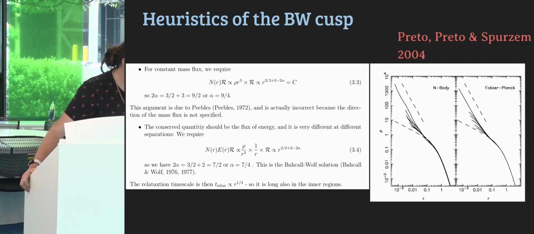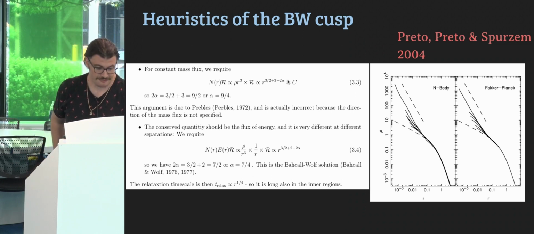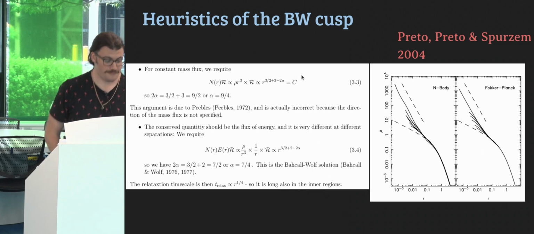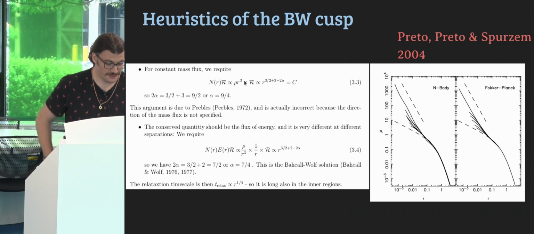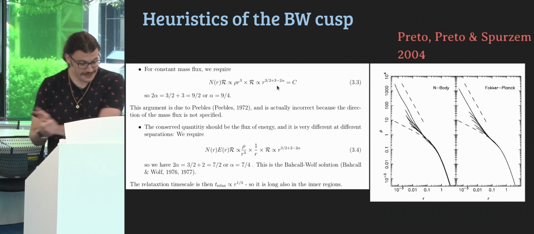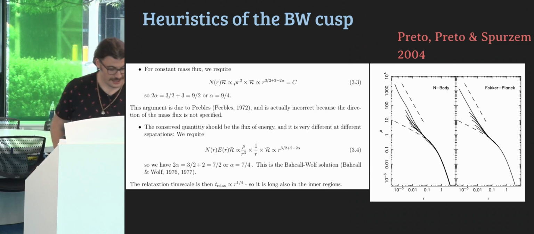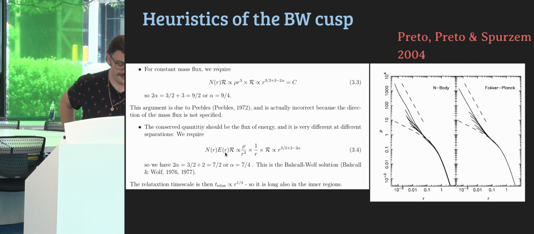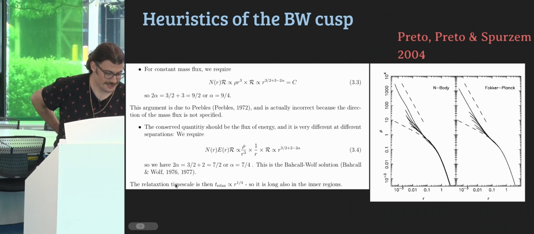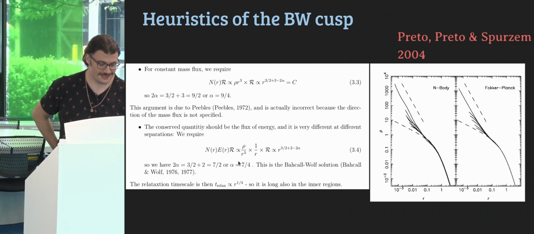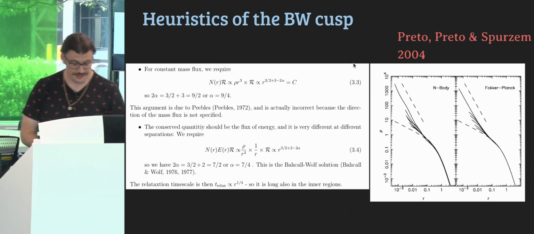Eventually you want to have some steady state, and I think people initially tried to say, okay, maybe we need a constant mass flux. So it means that the number density, the total number of stars times the rate, should be constant, and we can play with the numbers and get some power, but then it's not really correct. It's not the right quantity because there's no direction and it can go in or out. What we really want is actually the flux of energy, which could be very different. So we plug in the energy here, and if you go to these papers, you will hopefully be convinced that it should be this power law, and it's also been verified numerically.